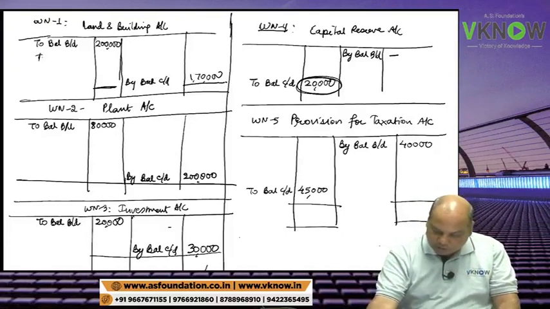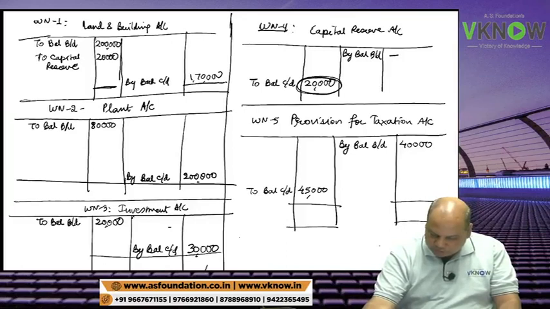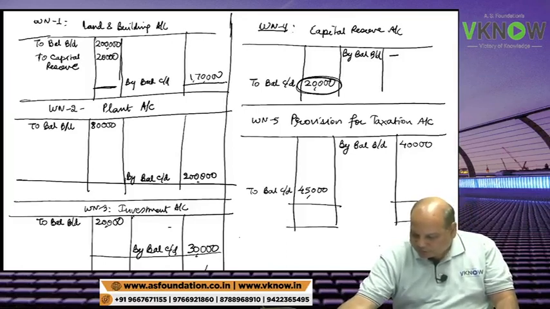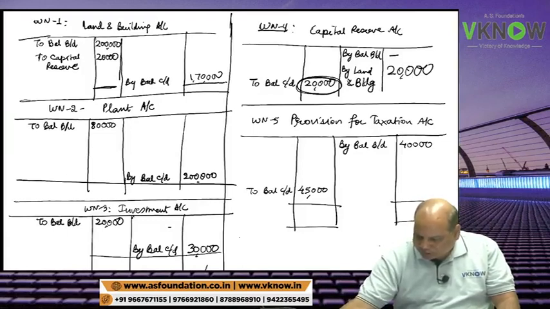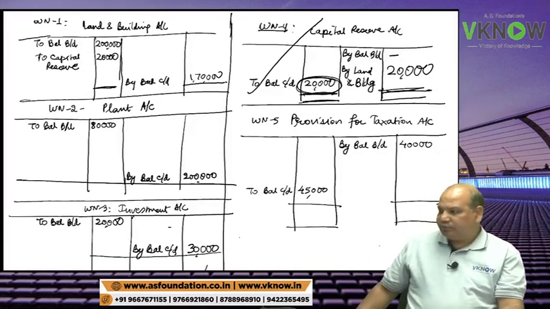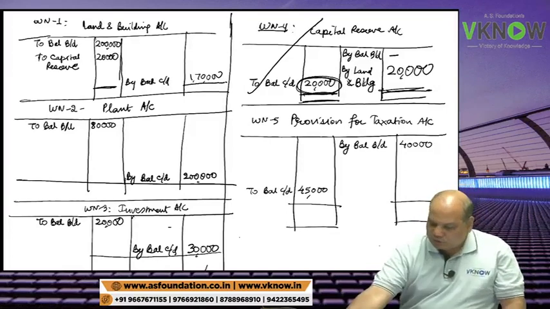So I go to land and building account, to capital reserve 20,000. Capital reserve account credit side: by land and building account, working note 4, 20,000. So this account got tallied. So working note 4 is tallying.